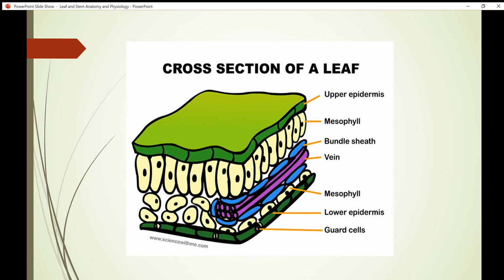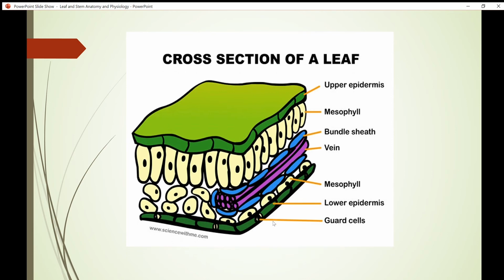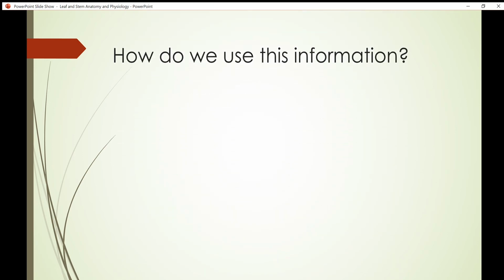So leaves have pores, just like your skin has pores, to breathe. And that's where oxygen is let out, okay, and carbon dioxide is let in. So that's like the nose and mouth of the leaf, is where air is let in and out. We also call that the stomata.